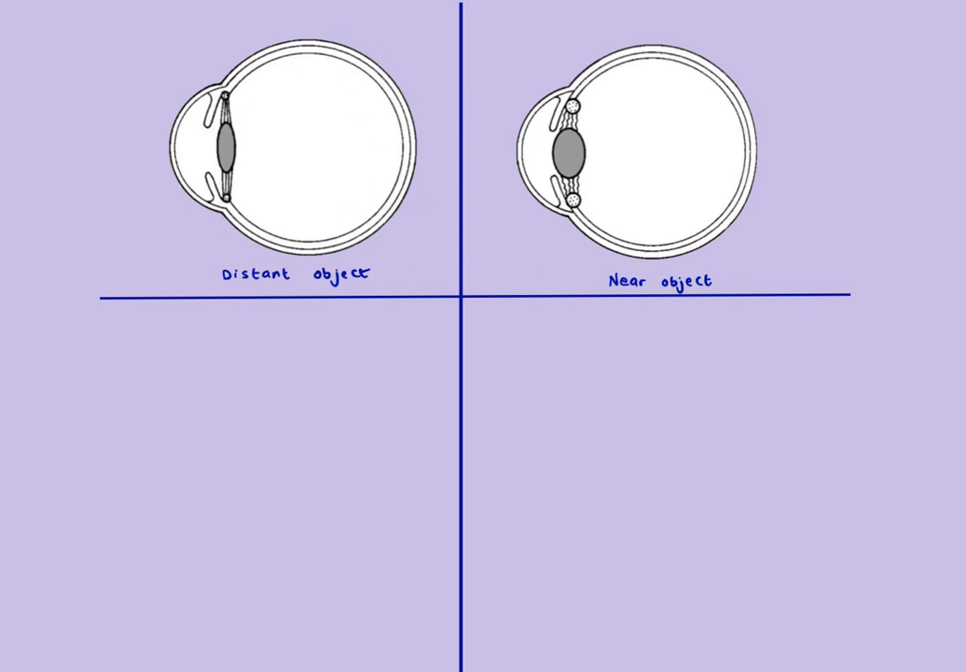I know that this is on the left, and ideally you want me to start on the left-hand side, but I always learn accommodation of a near object. So I'm going to start with a right-hand side diagram, and I'll tell you why.